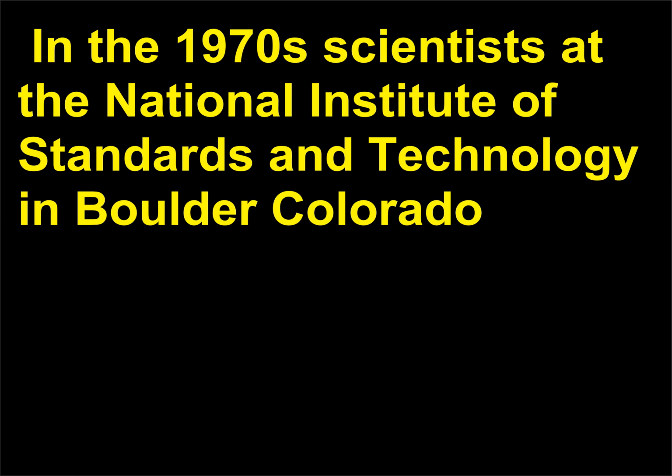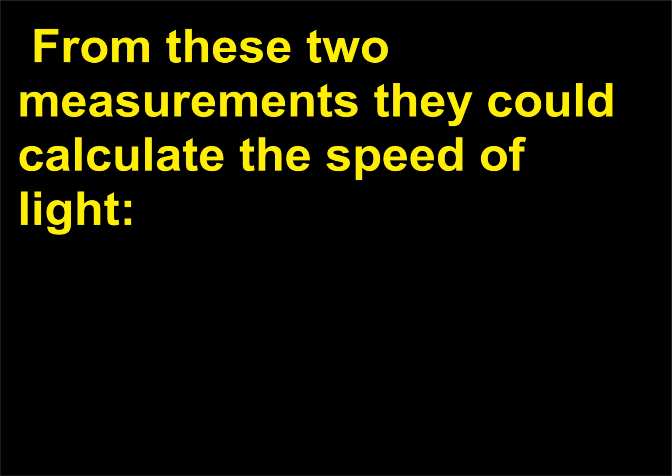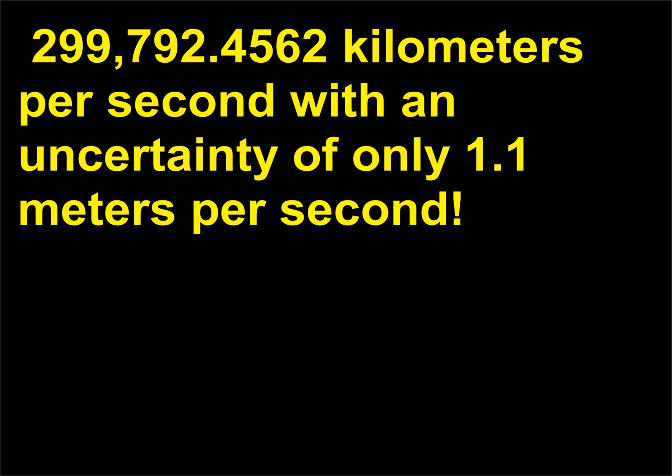In the 1970s, scientists at the National Institute of Standards and Technology in Boulder, Colorado, succeeded in directly measuring simultaneously the wavelength and the frequency of an infrared laser. From these two measurements, they could calculate the speed of light. 299,792.4562 kilometers per second with an uncertainty of only 1.1 meters per second.